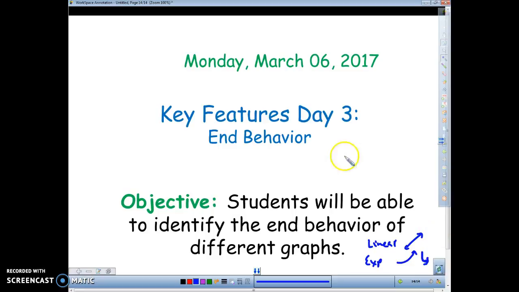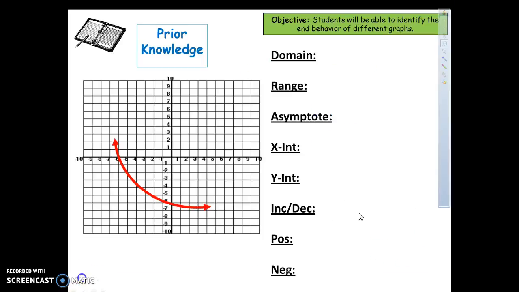And end behavior is just behavior in the end. I always think about the Linkin Park song, "In the End." So make sure you get down our objective, and we'll move on to prior knowledge.